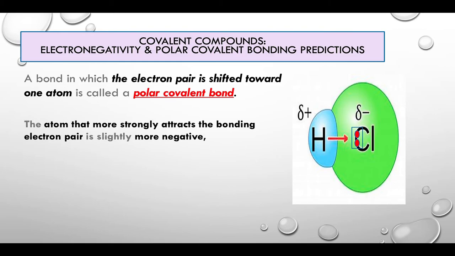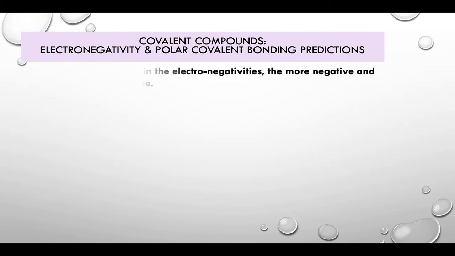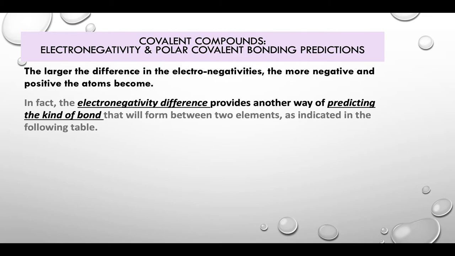The atom that more strongly attracts the bonding pair is slightly more negative, just like we saw before. And the one that can't hold it as close is more positive. And the larger the difference, the more negative and positive the atoms become. In fact, it's a way we can actually predict the type of bond that will form between two elements.